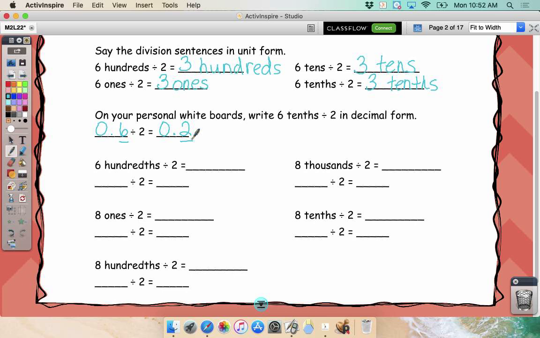Okay. So now let's go through and let's see if you guys can get these figured out. So 6 hundredths divided by 2 would be 3 hundredths. Remember, we have an abbreviation for that. Very good. And then after that, write it in standard form. Okay?